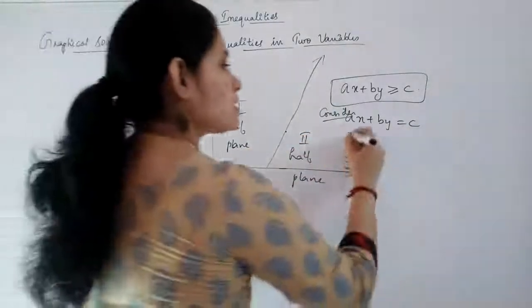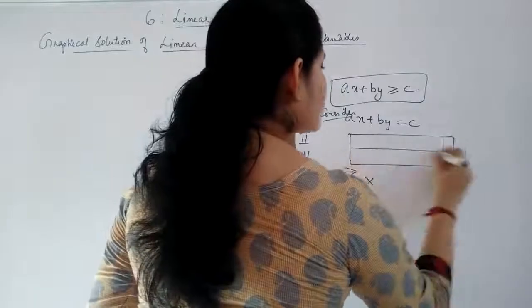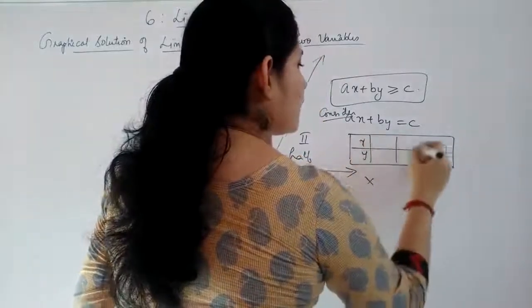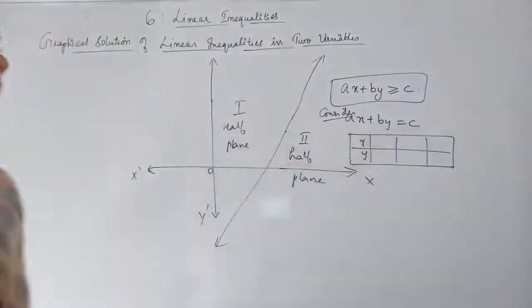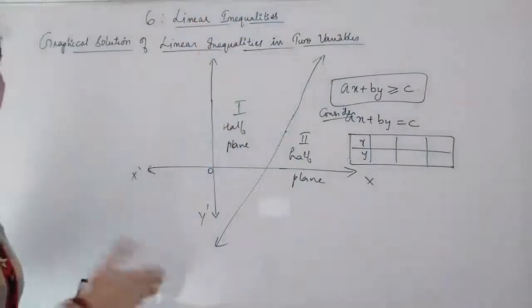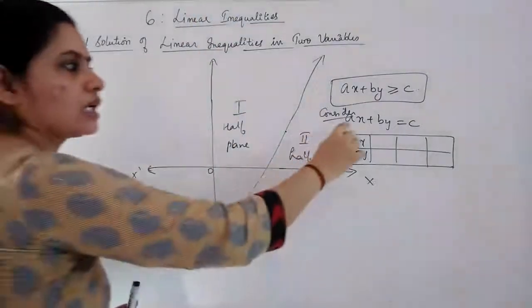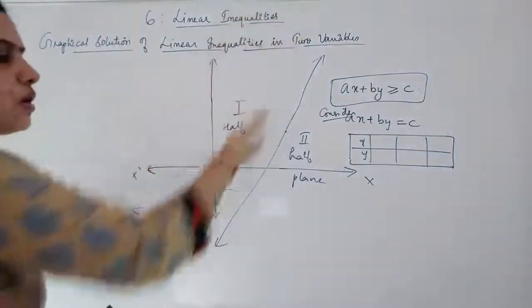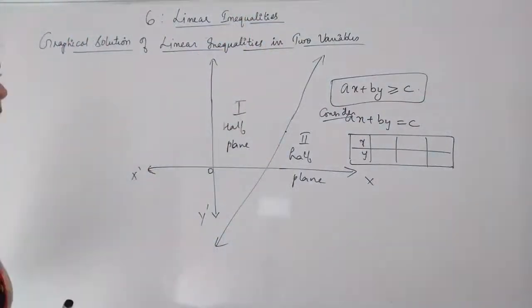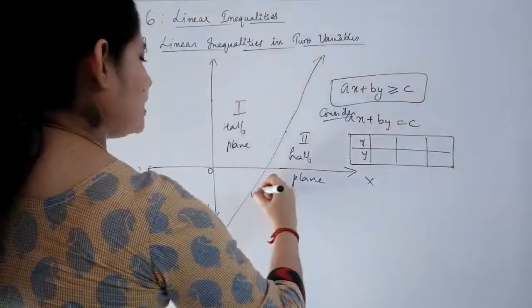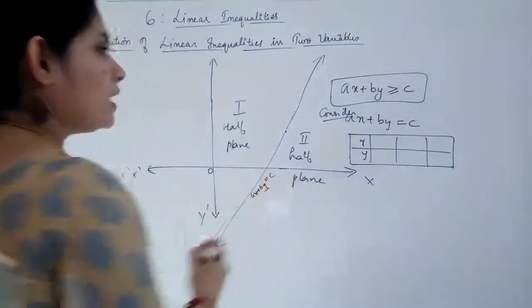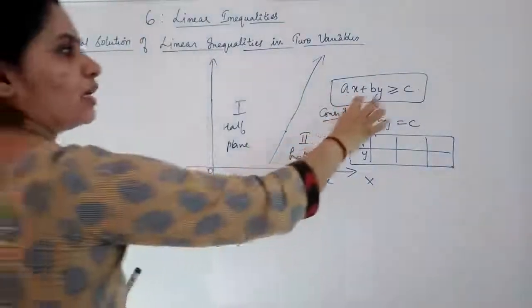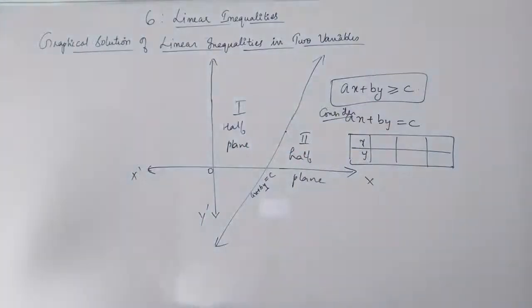And you will just take the points for x and y. Minimum 2 points you have to take and then draw the line on the graph. Okay, the corresponding line for ax plus by equal to c, whatever you are getting, you have to draw that line and mark it as ax plus by equal to c. Now your purpose is to show what is ax plus by greater than or equal to c.